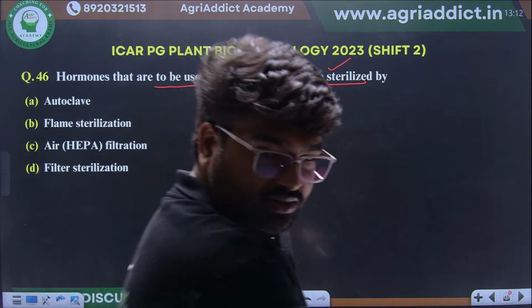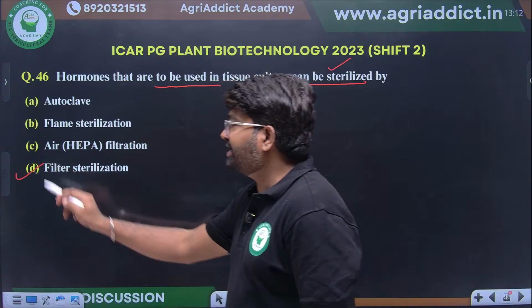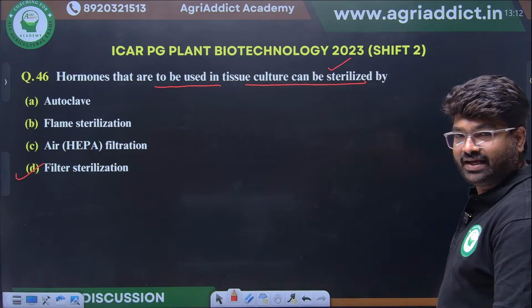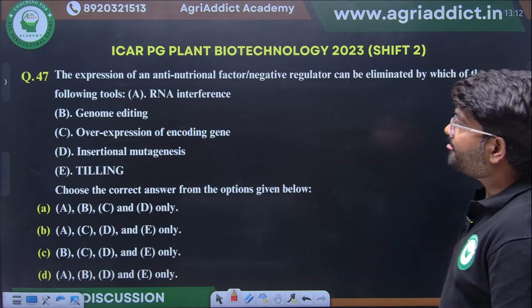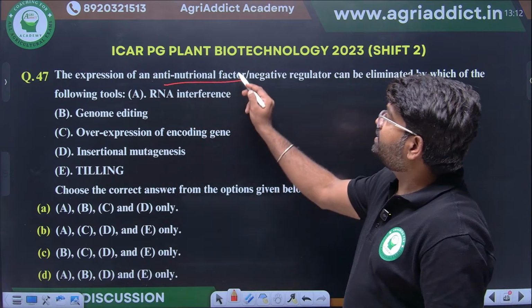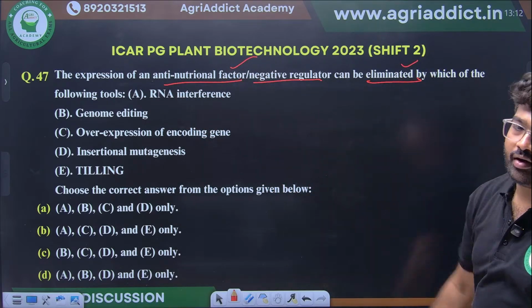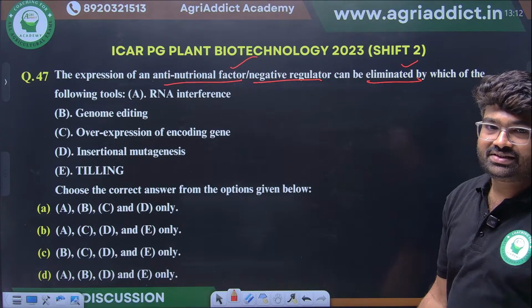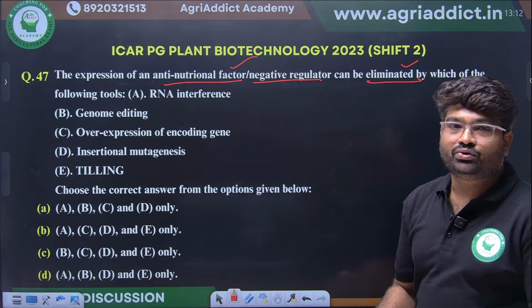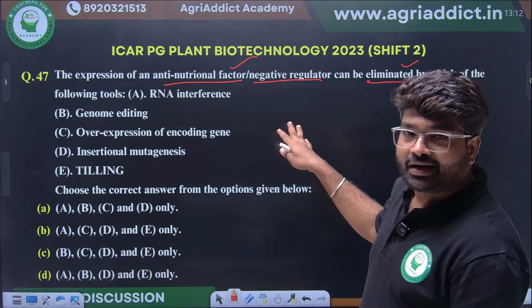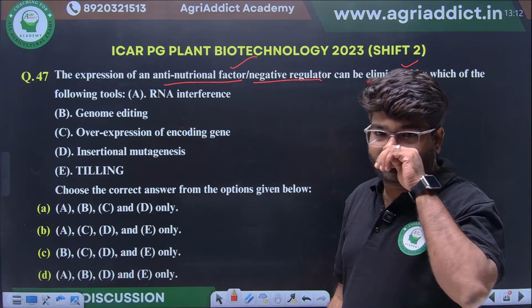We can use, yes, filter sterilization. Very good. Filter sterilization we can use. Expression of anti-nutritional factor or negative regulator can be eliminated by which of the following tool? They are asking just a genome editing tool. Which tool we can use to particularly regulate this anti-nutritional factor accumulation.